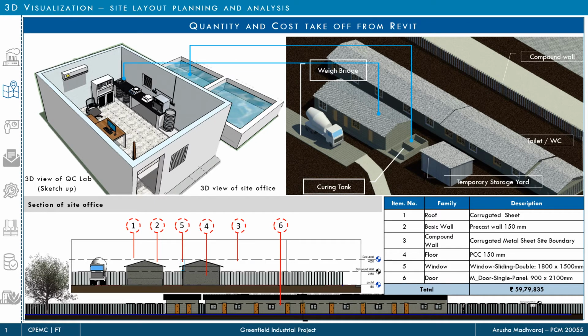Here, the 3D layout of the site store is shown along with the placement of its location at site, and the quantity takeoff for the same is being carried out in Revit and the output is tabulated here.